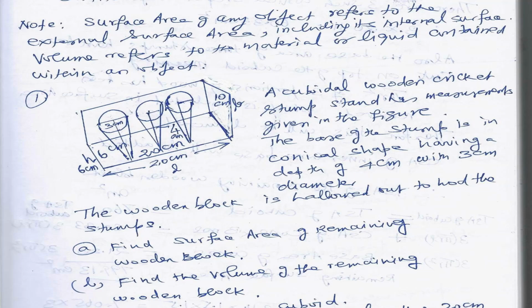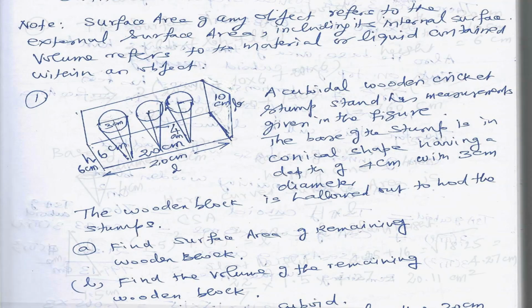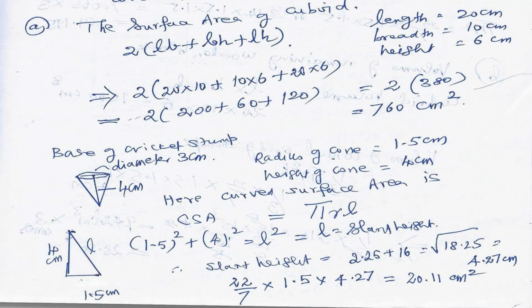Now, base of cricket stumps, there are 3 circles that is drilled out. That is 3 pi r squared. That area is to be removed from the wooden block. That is pi r squared is equal to base area of cones, that is 22 by 7 into 1.5 into 1.5. That gives us 21.195 centimeter square. So this is roughly 21.20 centimeters squared of base area of cones have been removed.